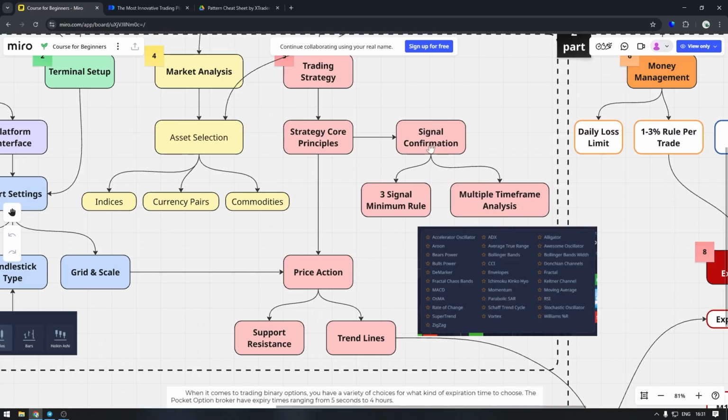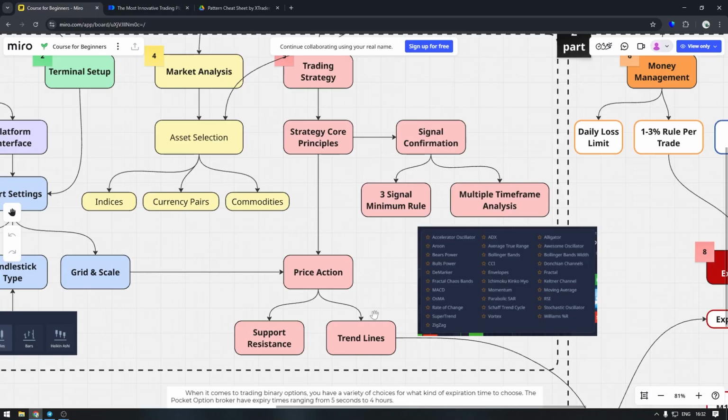What about signal confirmation? You see here the 3 signals minimum rule. First, price confirmation: price reacted to a level. Then pattern confirmation: a candlestick pattern formed. And volume confirmation: the movement is confirmed by volume.